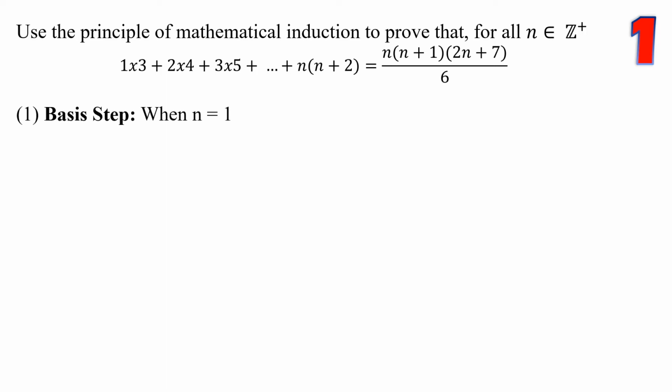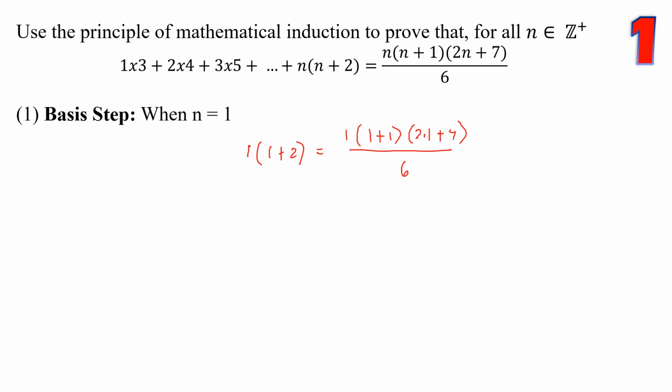Let us start with the basis step, and this is when n is equal to 1. If n is equal to 1, on the left-hand side of the statement, we have 1 times 1 plus 2. And on the right-hand side of this statement, we have 1 times 1 plus 1 times 2 times 1 plus 7 all over 6.